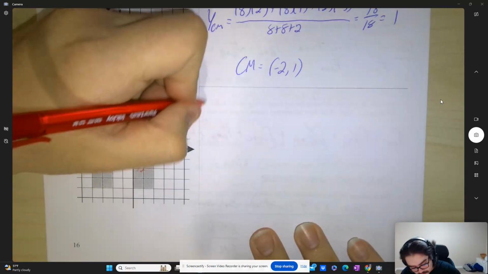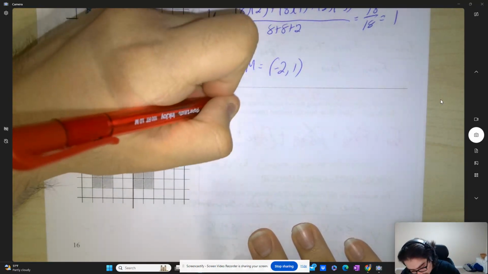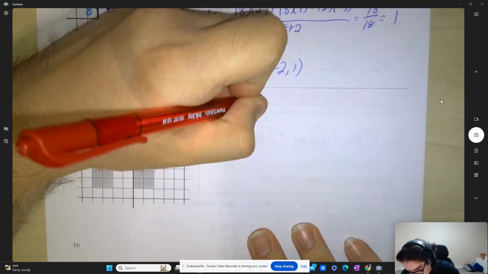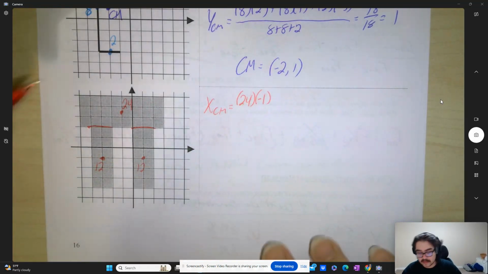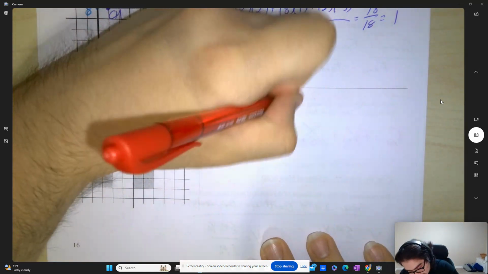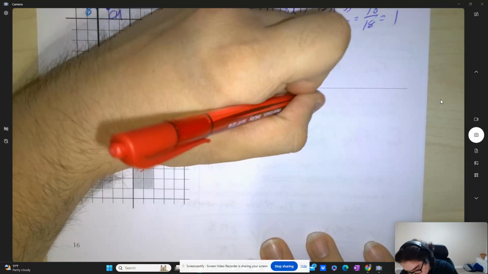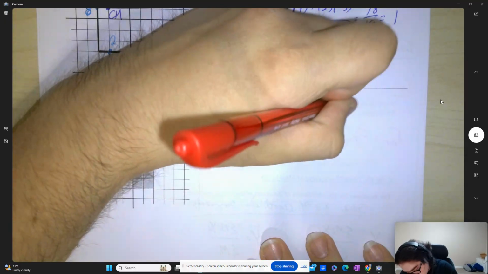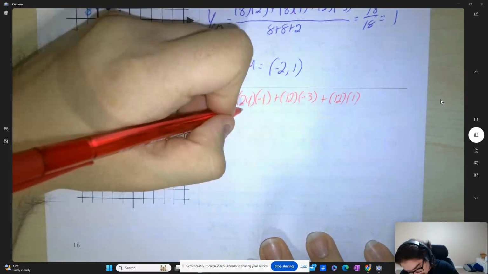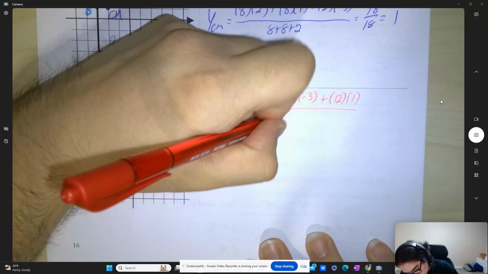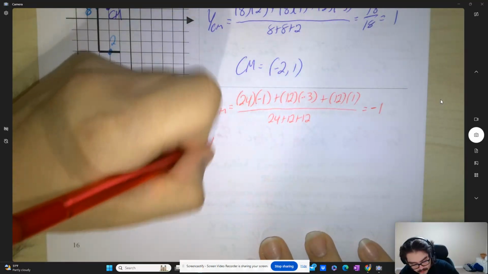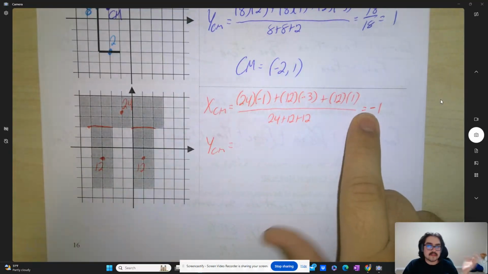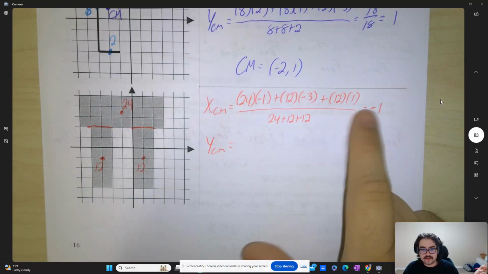And all I've got to do now to find the x position of the center of mass is do 24 times its x position, negative 1. And again, I'm just doing it from the dots. Plus 12 times negative 3 plus 12 times 1, and we put it all over 24 plus 12 plus 12. That whole thing is going to end up being negative 1 if you calculate it out.